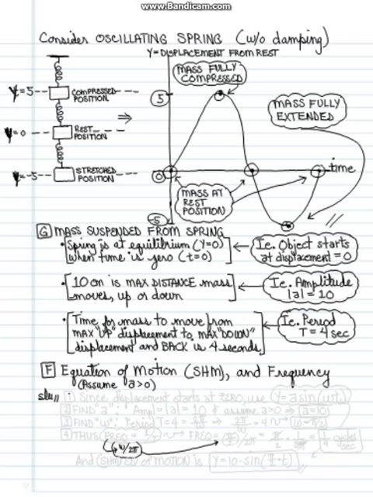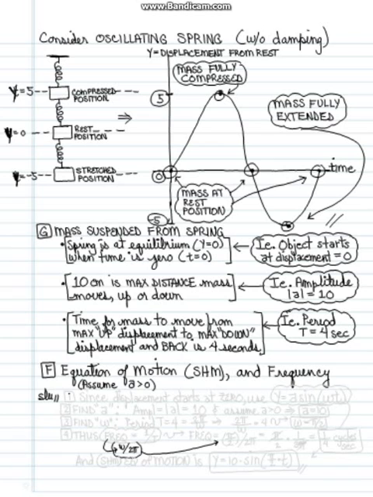Okay, so here's our situation. We're given a mass that's suspended from a spring. The spring is at equilibrium when y is equal to 0, and that's when time is 0. So we're going to start this motion at equilibrium, t equals 0, y equals 0. In other words, the object starts at displacement 0.